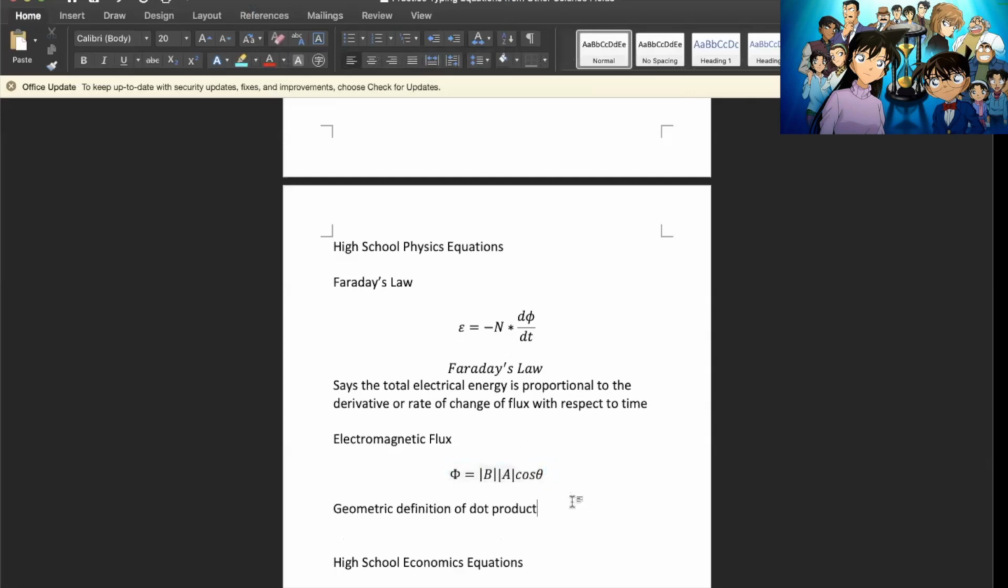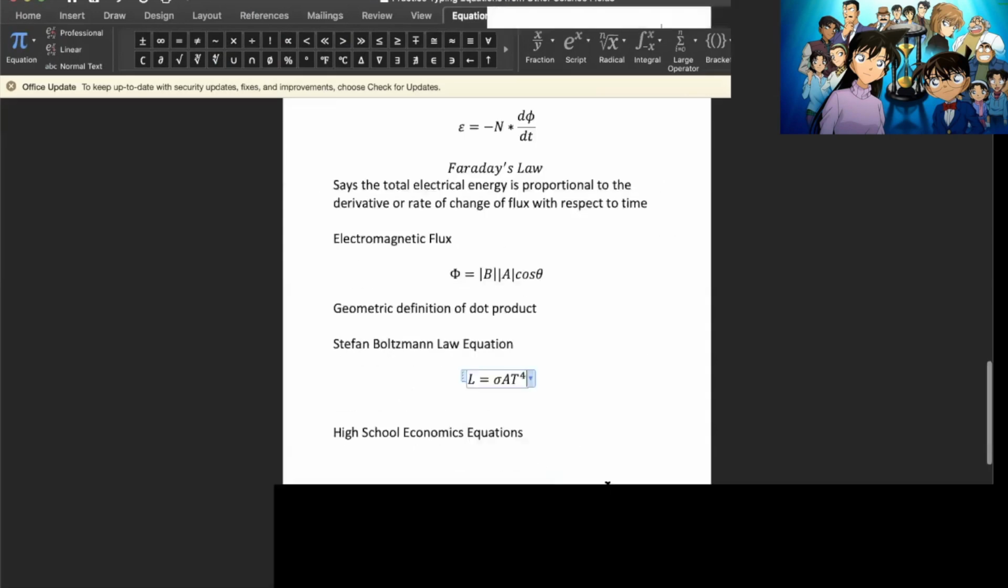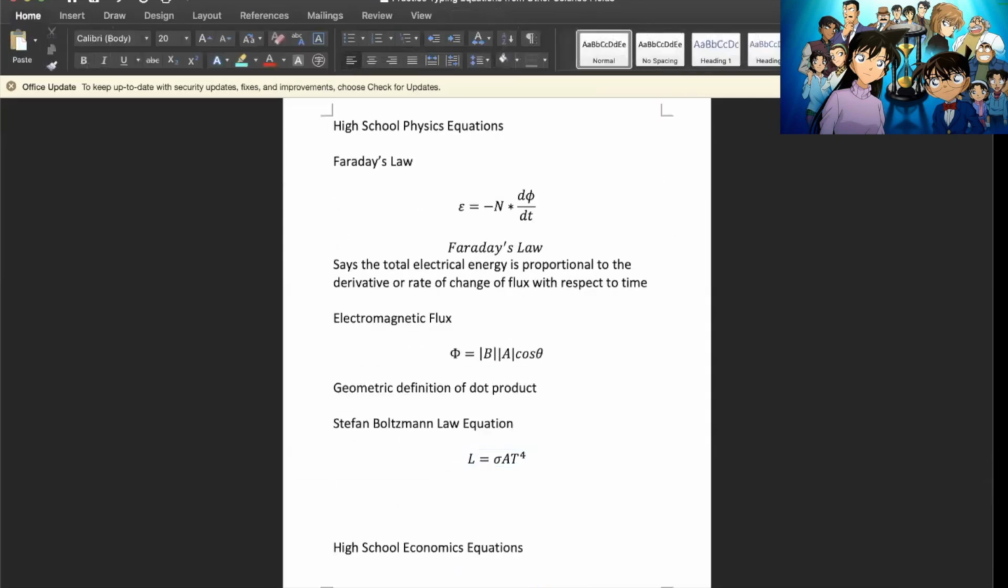And here's some more. Well, let's look at the Stefan-Boltzmann law equation, which says that luminosity equals some constant times the surface area multiplied by the absolute temperature raised to the fourth power. Here's another one. I'm going to explain how it works.